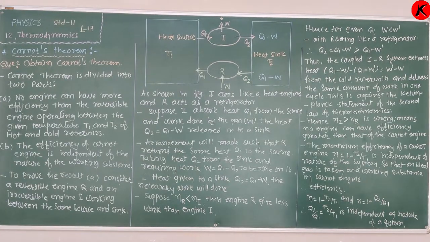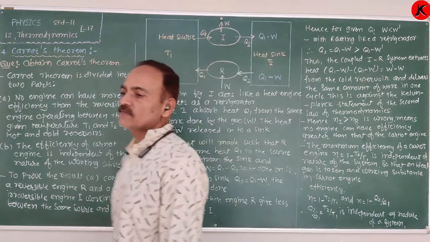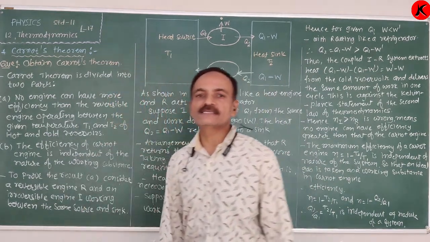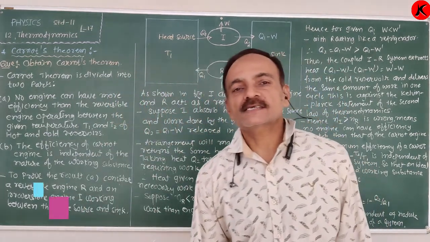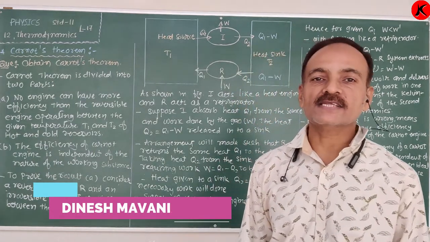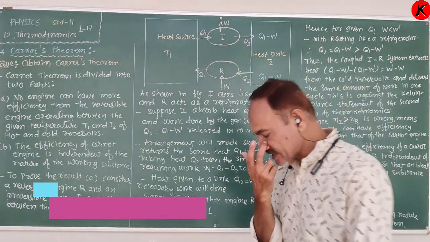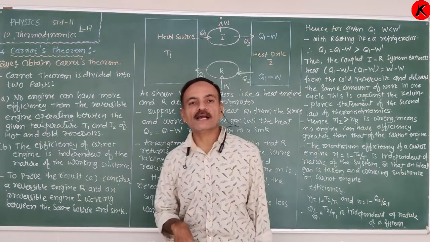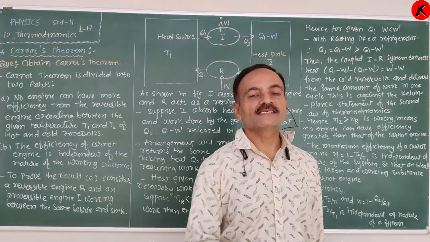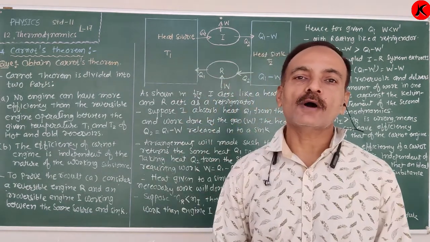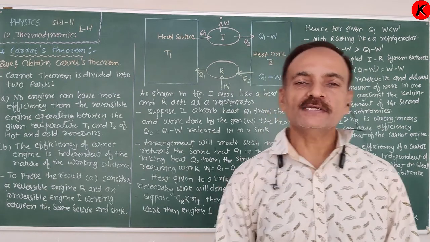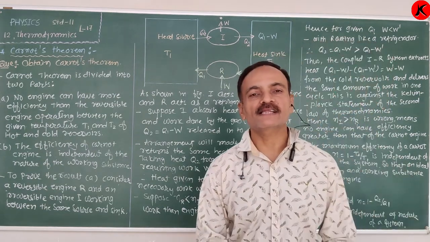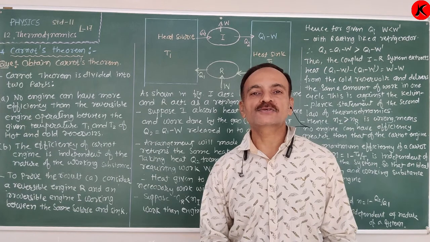Good morning, friends. After the discussion of the efficiency of the Carnot engine, we are going to discuss the Carnot theorem. What is the Carnot theorem? Already we discussed the efficiency of a Carnot engine. So η is equal to 1 minus T2 upon T1. T2 is the temperature of the heat sink and T1 is the temperature of the heat source.